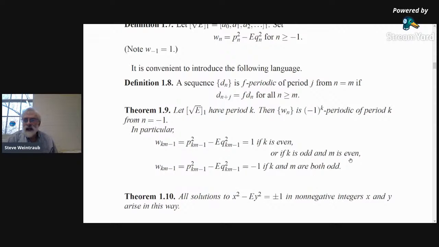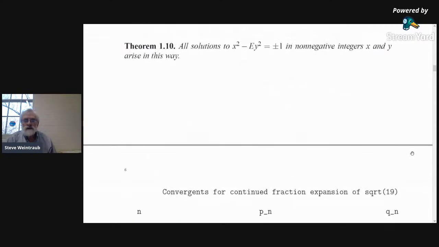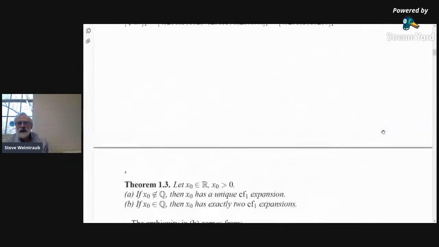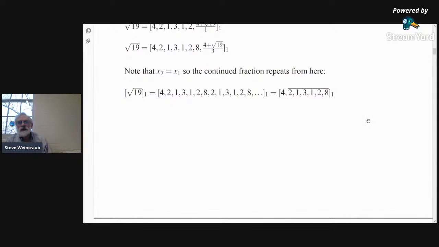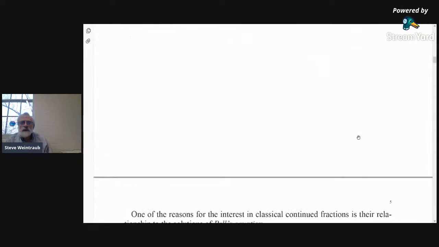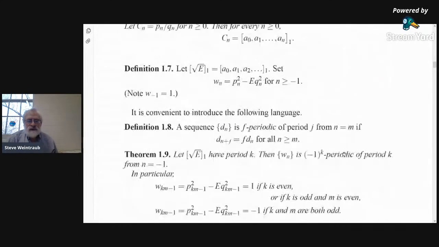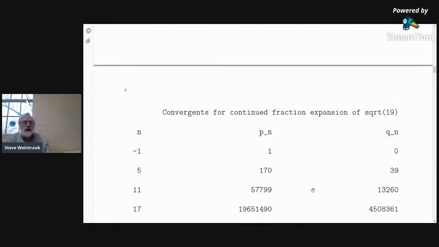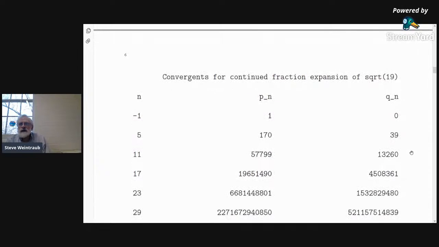So again, let's look at an example and let's stick with 19. If we go back to our expansion of the square root of 19, we notice that this expansion had period 6. So the values of n we're going to look at are n equals minus 1, 5, 11, 17, etc. If you look at these partial quotients, you will find that p sub n and q sub n are as follows. For n equals minus 1, we get 1 and 0: 1 squared minus 19 times 0 squared equals 1. Well, that's trivial, but then things start to get non-trivial.